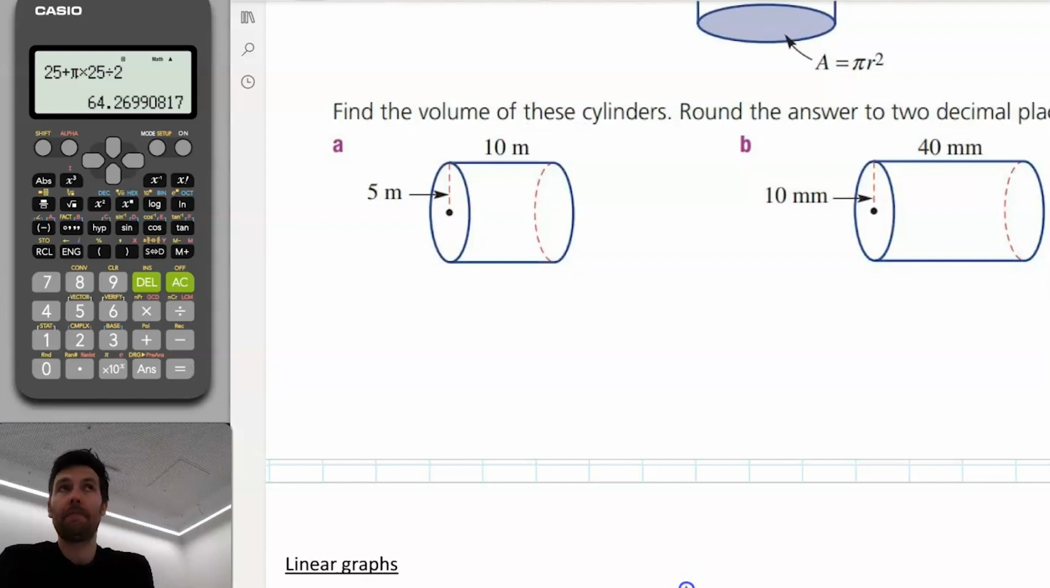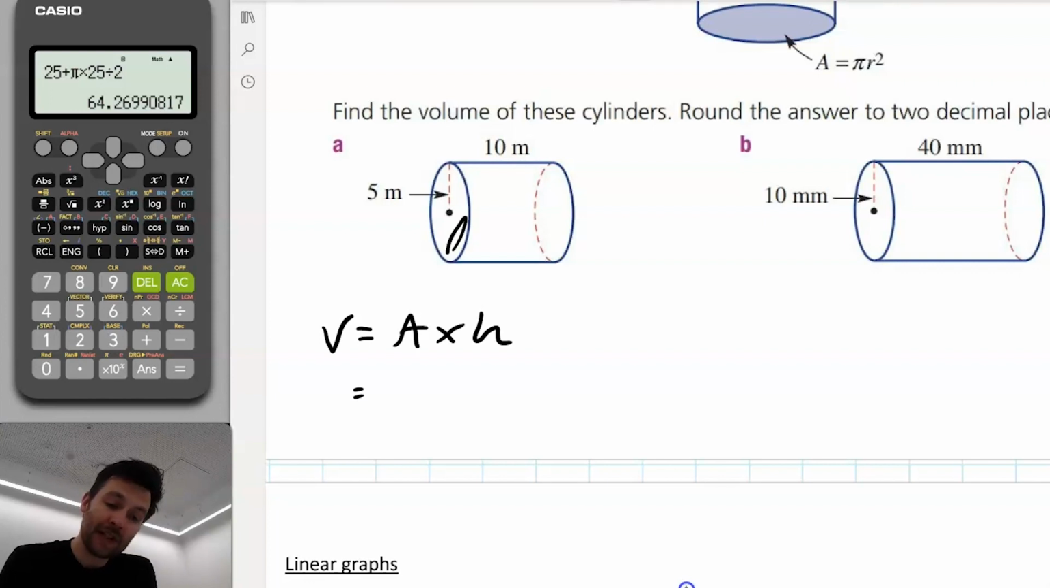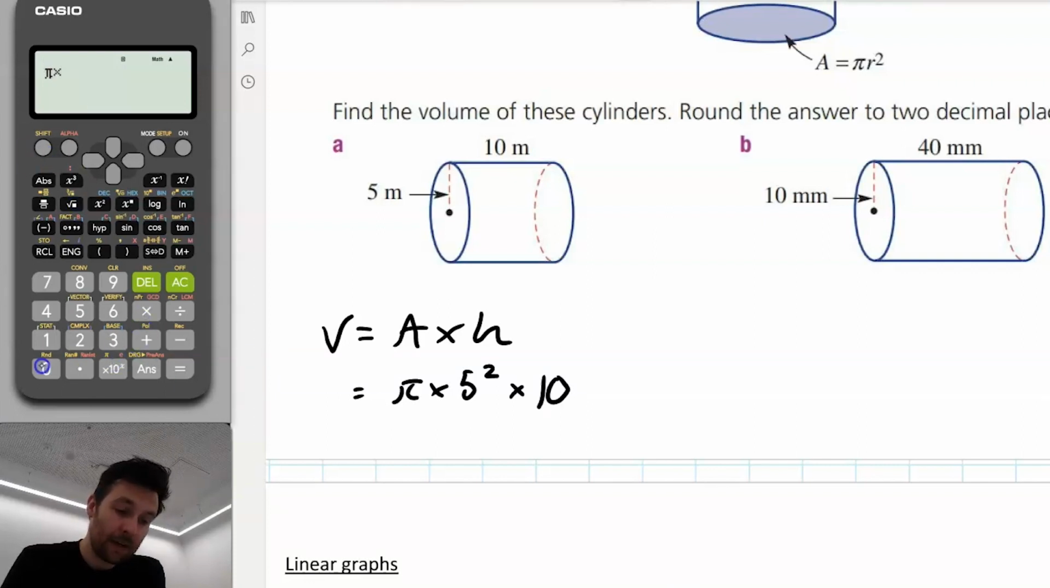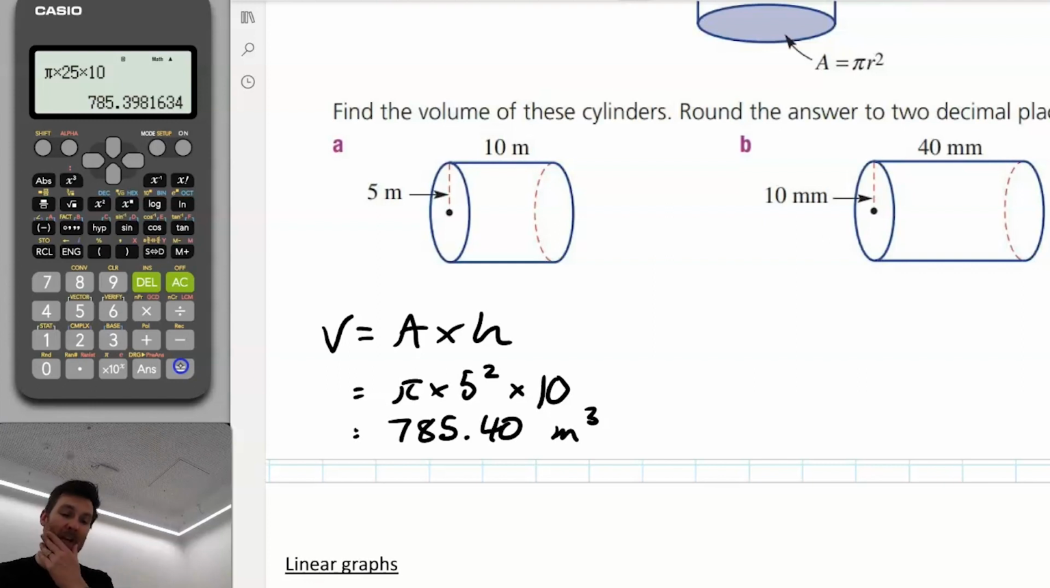Now, if we were doing this for a cylinder, the formula we use is exactly the same. So it's area of the cross-section times the height. But in this case, the cross-section is a circle. So area of a circle is pi times the radius squared, so pi times 5 squared. And then the height is going to be 10 for this particular cylinder. So multiplying that by 10, pi times 5 squared times 10 gives us 785.40 meters cubed.